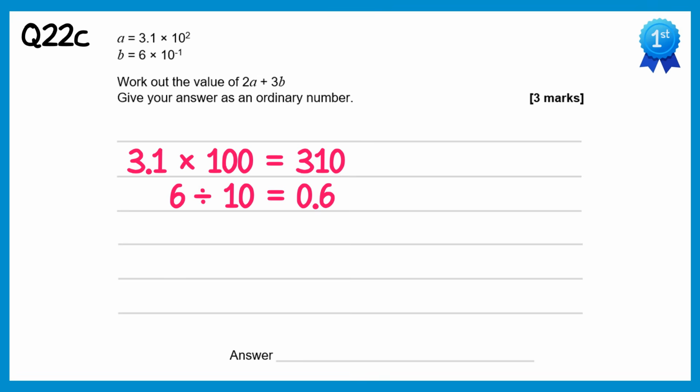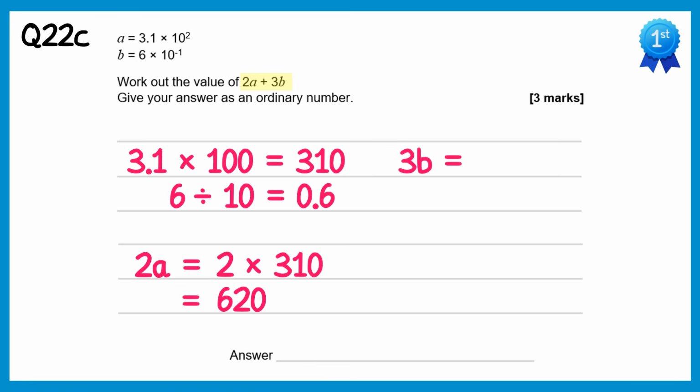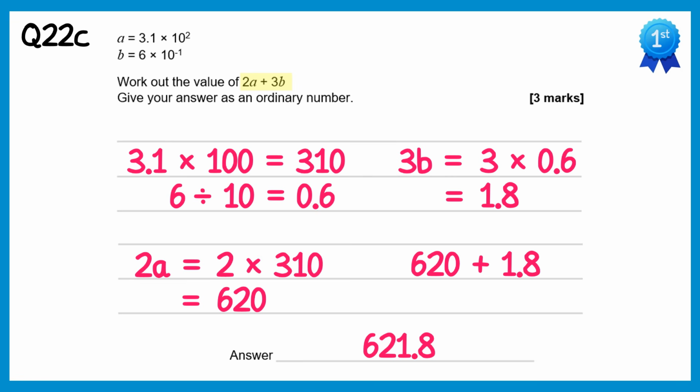Now the question wants us to find 2a plus 3b. So let's do 2a first, which is 2 lots of a, and a is 310, so 2 lots of 310, which gives you 620. And then we need to do 3b, and we know b is 0.6, so 3 lots of 0.6, which is 1.8. So we just need to add together 2a and 3b, so add 620 and 1.8, and you get 621.8.